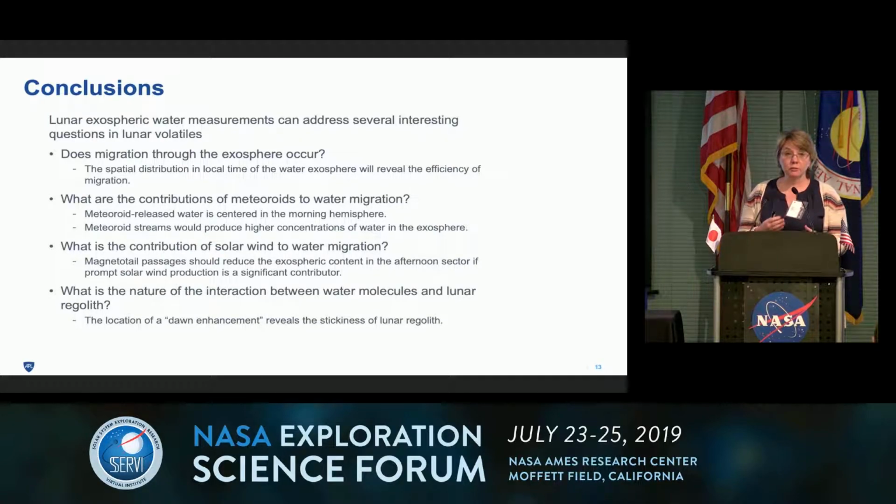And then the contributions of solar wind and meteoroids we can tease out based on the magnetotail passage or looking during meteoroid streams and that sort of thing. And that will give us a lot of information about whether water is actively being added to the permanently shadowed regions. So, thank you.